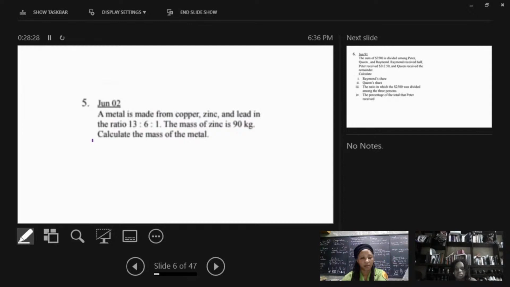We could do it this way. We put 13 to 6 in a ratio. How could we find the unit value of the ratio? To get 1 unit, we divide 6 by 6, so we put 1 here. And then divide 13 by 6.